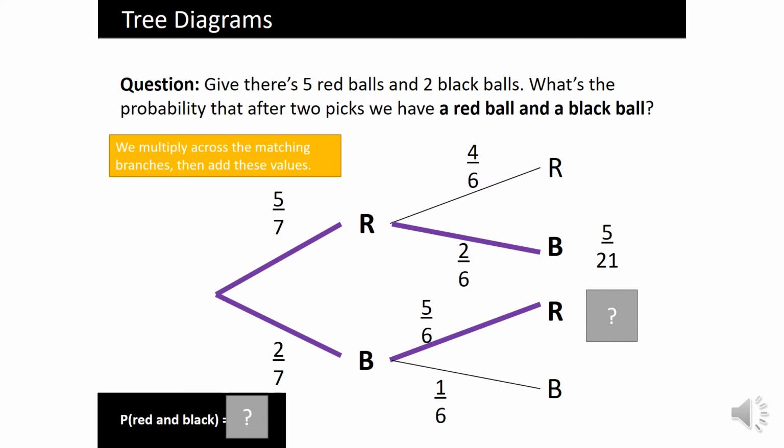So that's after simplifying. Then on this other branch, the one where we go black and then red, we've got 2/7 times 5/6. And the probability of that is 5/21 as well.